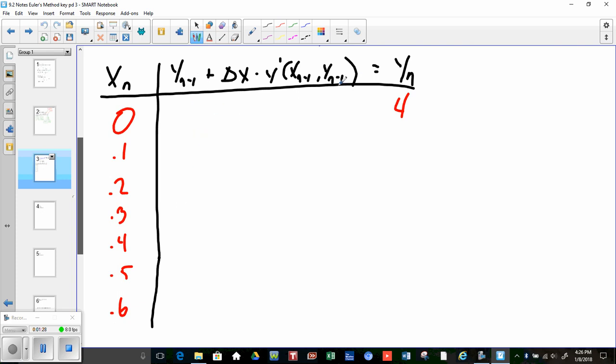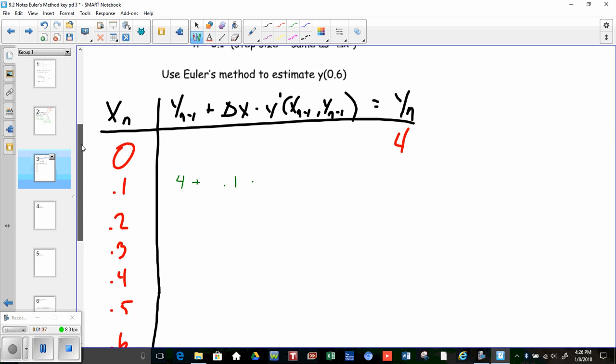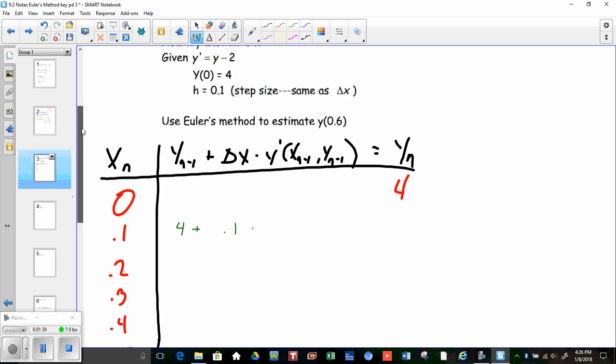So let's see, the previous y value is 4 plus delta x, which is 0.1, times the derivative evaluated at the previous x and y. Once again, this is only dependent upon y, so I'm going to plug in 4 for this and get 2. So it looks like we're going to get 0.1 times 2 is 0.2 plus 4, 4.2. Not usually too hard on that first step, especially when you're given whole values up here.